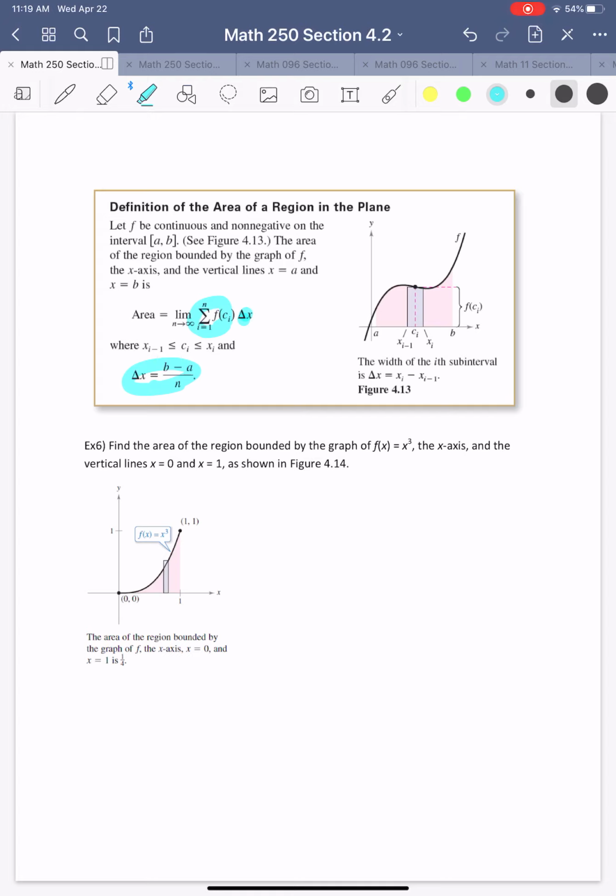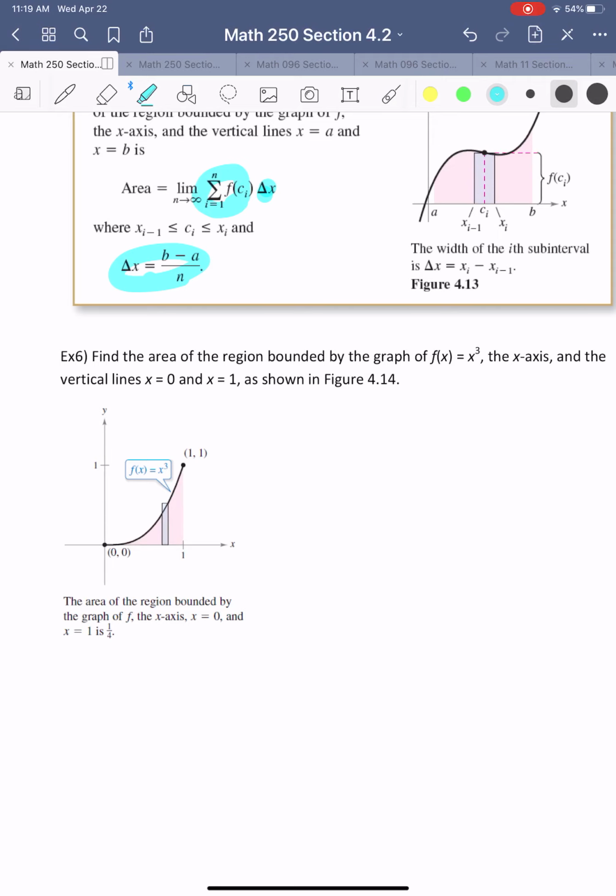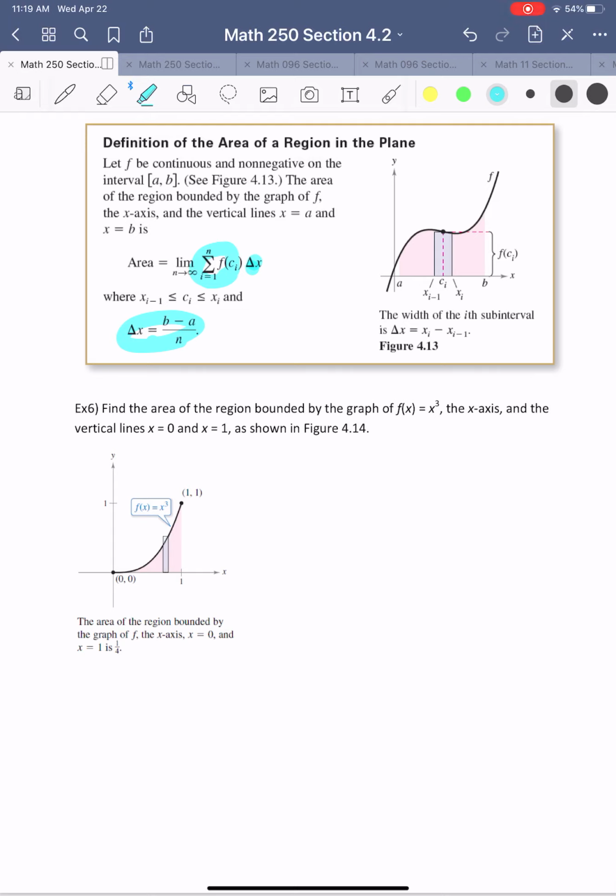All right, so find the area of the region bounded by the graph of f of x equals x cubed, the x-axis, and the vertical lines x equals 0 to 1. Begin with noting that the function is continuous and non-negative on the interval 0 to 1, as you notice. Next, partition the interval 0 to 1 into n subintervals. So we know that delta x will be 1 over n, because that's the n number, so (1 minus 0) over n.